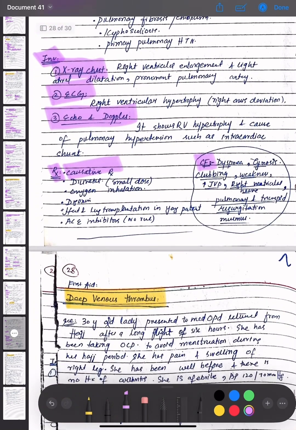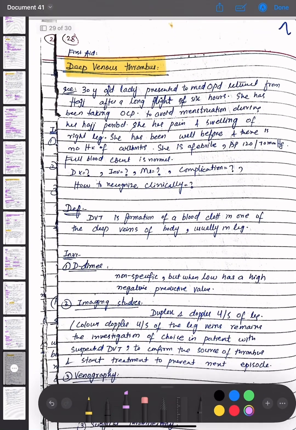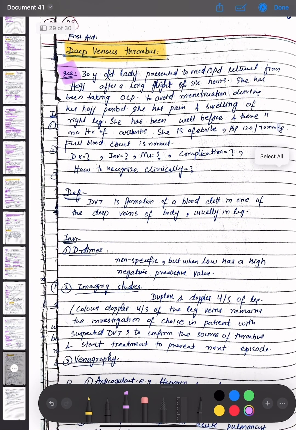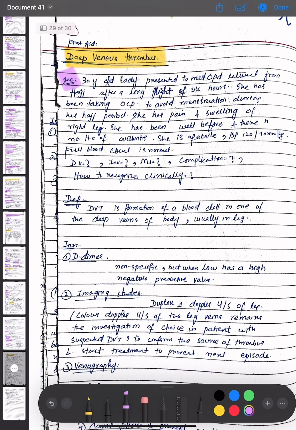Now coming towards deep venous thrombosis, we have a scenario of a 30-year-old lady presented to medical OPD, returned from Hajj after a long flight of 6 hours. She has been taking OCP to avoid menstruation during her Hajj period. She has pain and swelling of the right leg. She has been well before and there is no history of arthritis. She is afebrile, BP is 120/70 and full blood count is normal. So what is the diagnosis, investigation, management, and complication, and how to recognize it clinically?